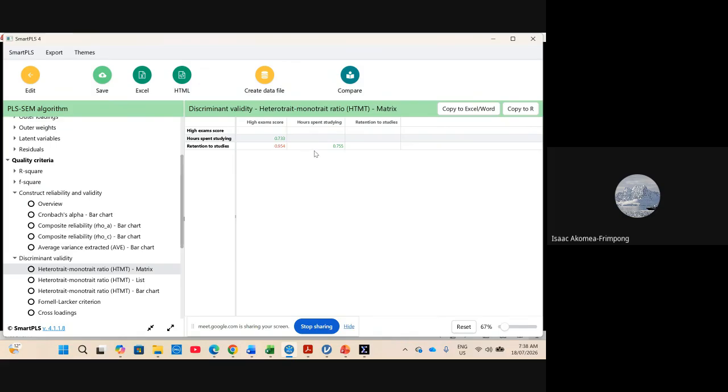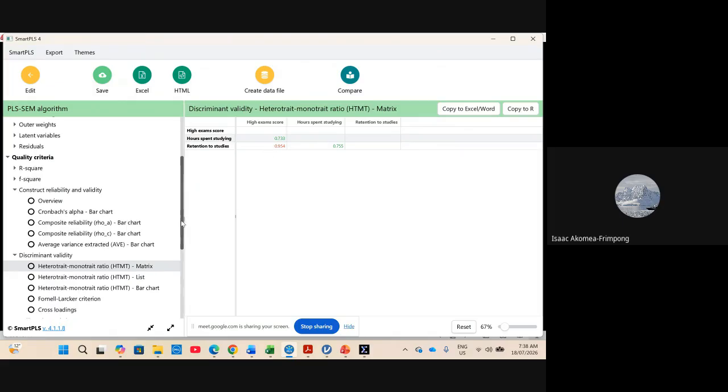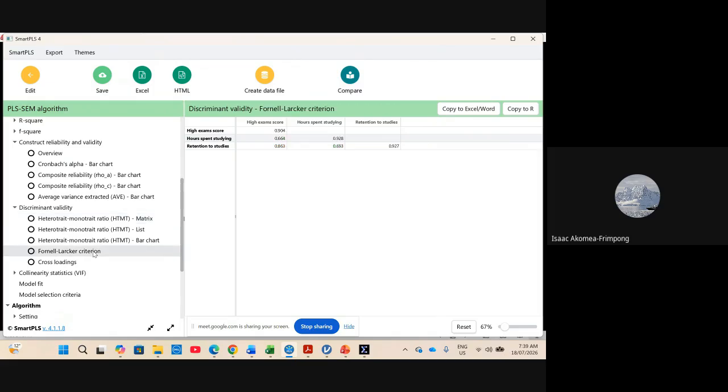So the HTMT should be 0.9 or less, or the best is 0.8 or less. In SmartPLS, if it is more than 0.9, it will show red. So here it's showing that our HTMT has an issue between retention to studies and high exam score. We need to check some things and fix them. Or if we are still going to keep them, we must have a good justification for that. Apart from the HTMT, what do you have to show? You can also check the Fornell-Larcker. That's one and the same, 0.8, 0.9. So it seems everything is fine except two of them.